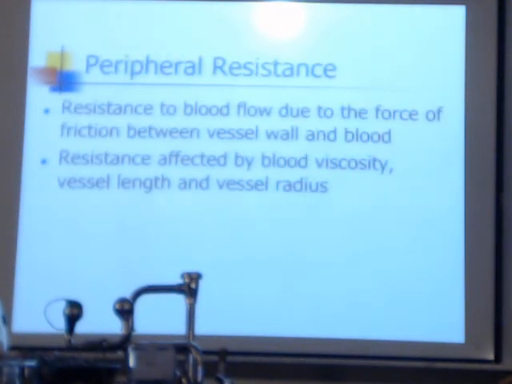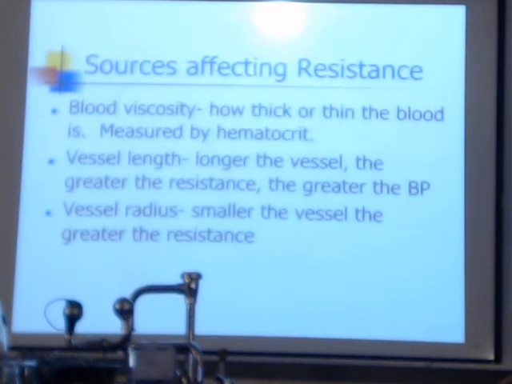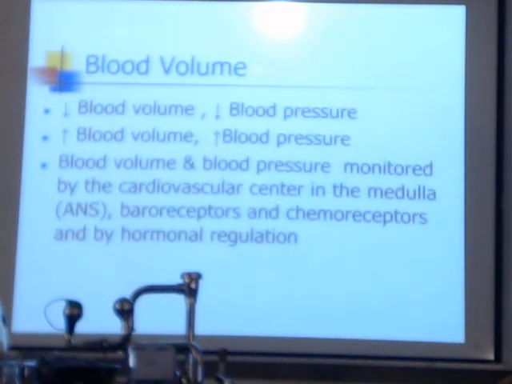And when they become hardened, there has to be more pressure and more force to push the blood through the vessel. Peripheral resistance is a resistance to blood flow due to the force of friction between the vessel wall and the blood. Resistance is affected by the viscosity or the thickness of the blood, the length of the vessel, and the radius or how large the vessel is. Blood viscosity, once again, is how thick. The length is important, as well as the radius. Blood volume: if blood volume is low, blood pressure is low. If blood volume is high, blood pressure is high. That's all I want you to remember from that slide, okay?